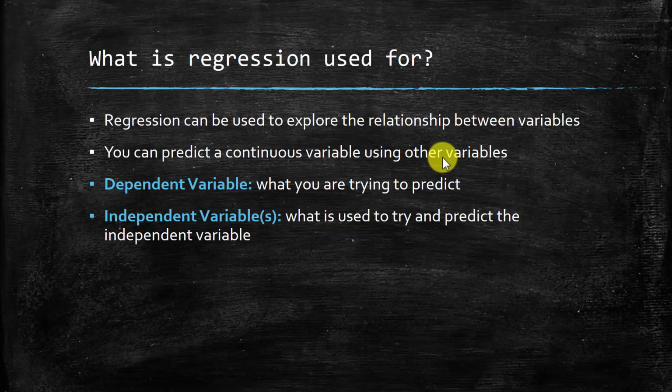Generally, we use this terminology. The dependent variable is what you are trying to predict. It's the y variable. And the independent variable, or variables if it's multiple regression, is what you're using to try to predict the dependent variable. So for example, you could say that your weight is dependent on your height. In that case, the dependent variable would be your weight, and the independent variable would be your height. So the assumption is that your height impacts your weight as opposed to the other way around.